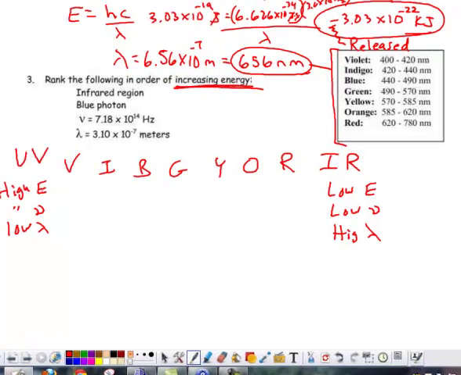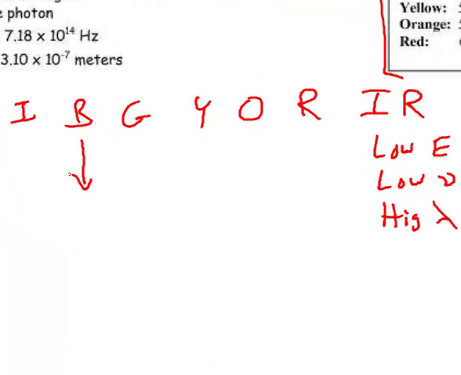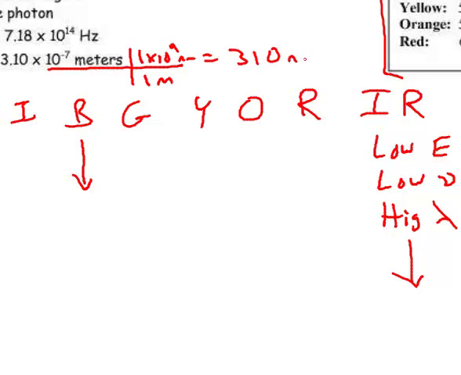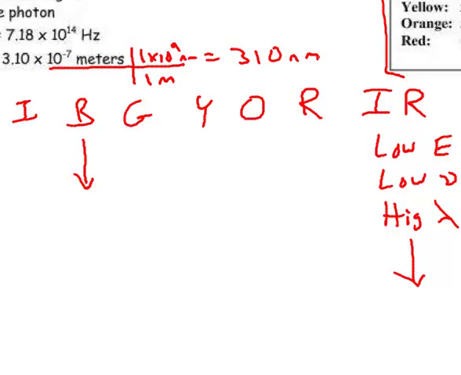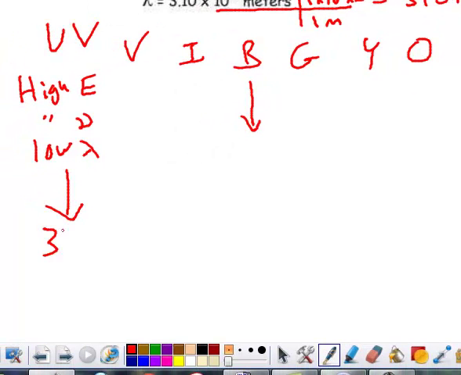All right, so blue photon. So we have this guy right here. We have the infrared region. So we have this one right here. Now we have to figure out where these fit. Well, these are in nanometers, so the easy thing to do would be to change this to nanometers. So 1 meter is 1 times 10 to the 9th nanometers, which gives us 310 nanometers. So 310 nanometers is going to be over here somewhere.